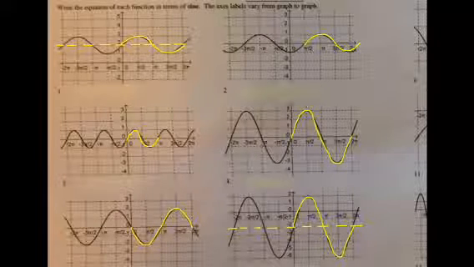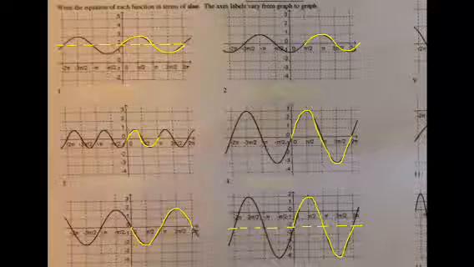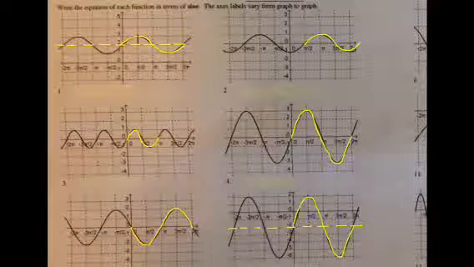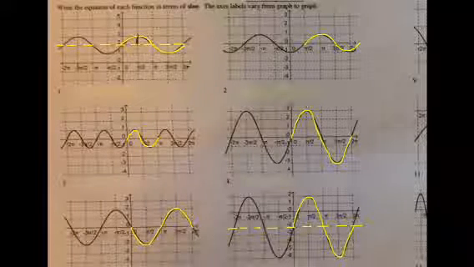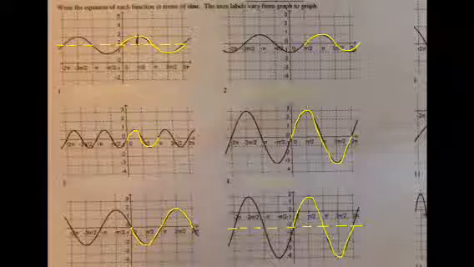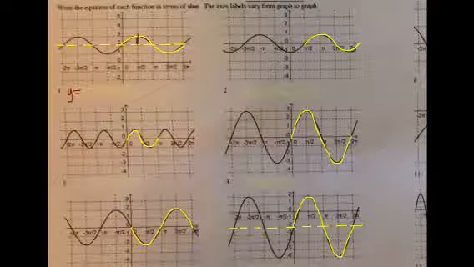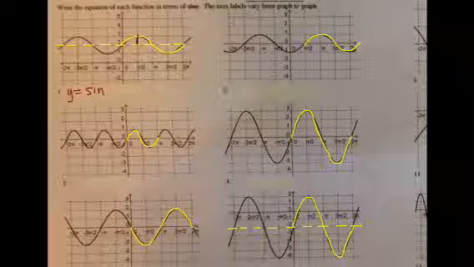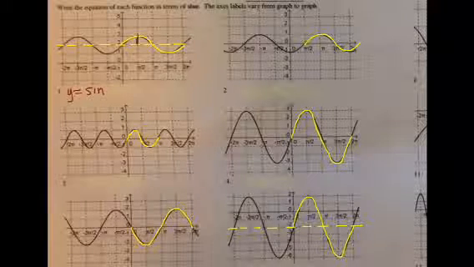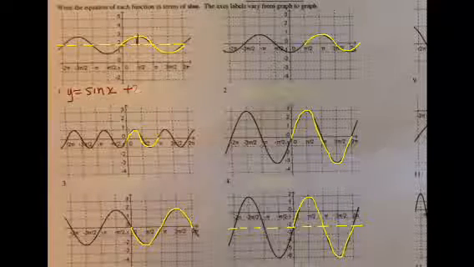So for number 1, you have a vertical translation of 2. The amplitude here is 1. That's how high that is. And the period is 2 pi. Okay, so with that, we say y equals, amplitude is 1, and there's no reflection, so it's sine. Period is 2 pi, so it's a regular sine period, so it's just x. And then it went up 2 units, so plus 2. And that's it for that one.